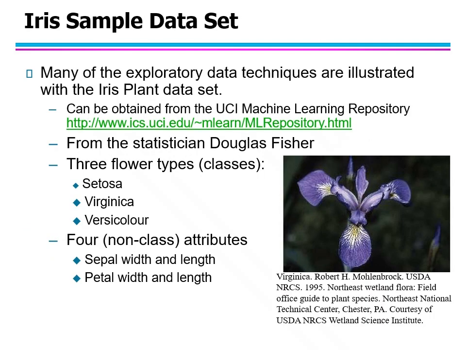The next page illustrates exploratory data techniques using the Iris plant dataset. This plant has three types of flower, which are Setosa, Virginica, and Versicolor. There are also four attributes, which are sepal width, sepal length, petal width, and petal length.